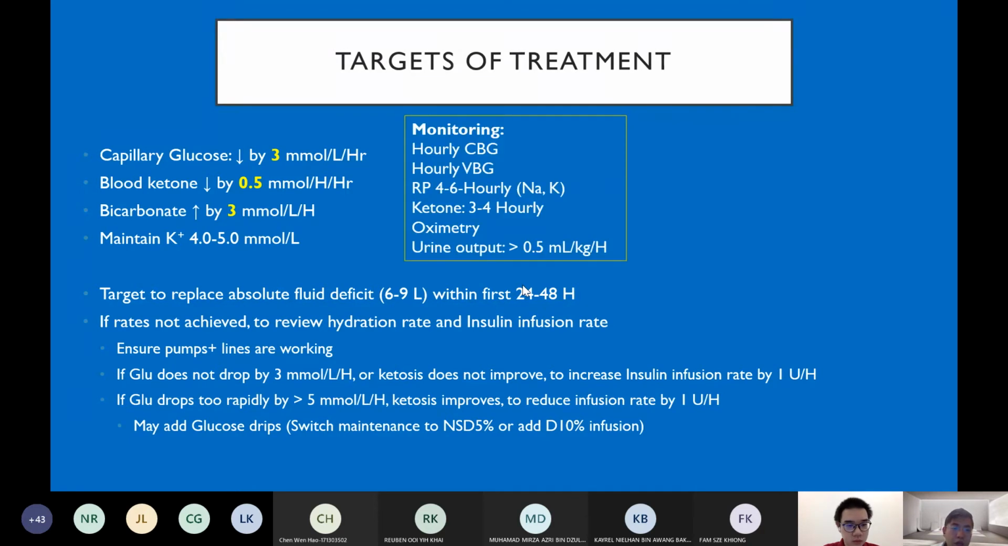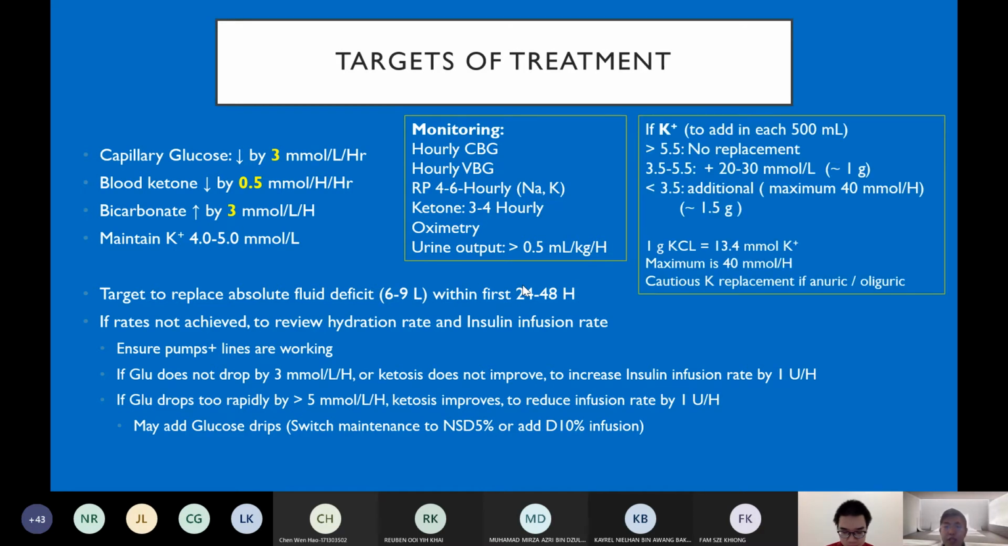Okay. So you need to monitor their blood glucose hourly. You need to monitor their venous blood gases. Okay, and the renal function 4 to 6 hourly to make sure your sodium and potassium are within normal range. Ketones 3 to 4 hourly, optimally. Okay, this depends on your setting. If you're working in a more rural setting, you may not have the benefit of checking your serum ketone regularly. You should check the oximetry, and also you should always monitor their urine output to aim at 0.5 mils per kg per hour. And this is just a regime of potassium to add in each 500 mils of normal saline if needed.